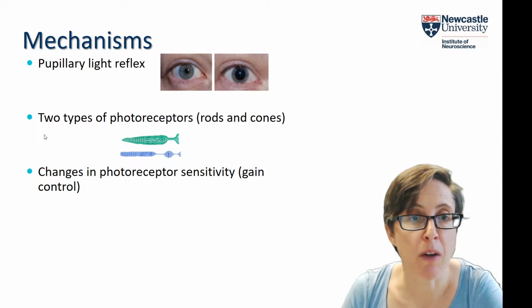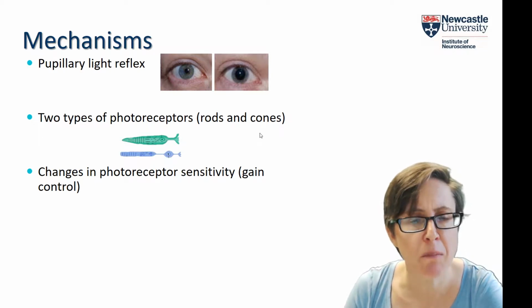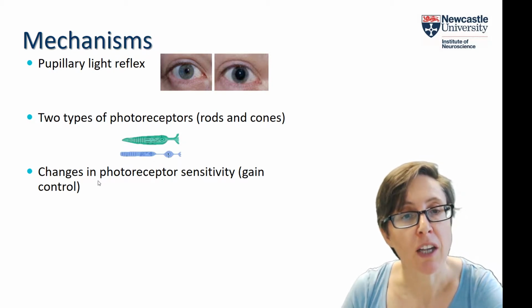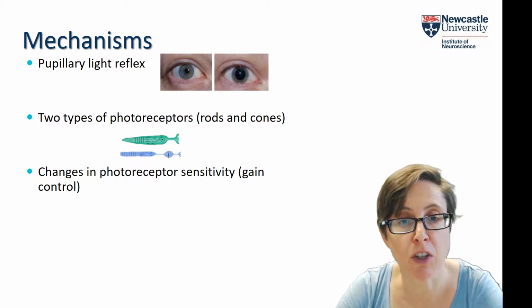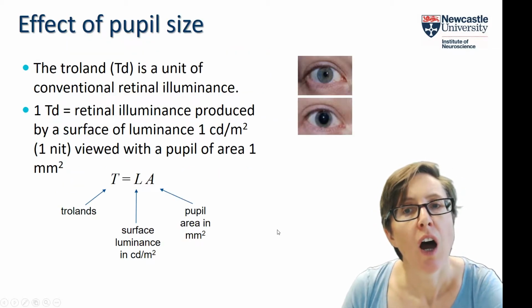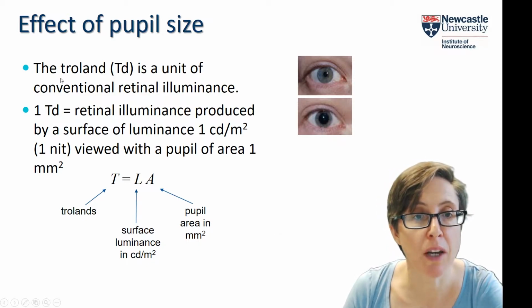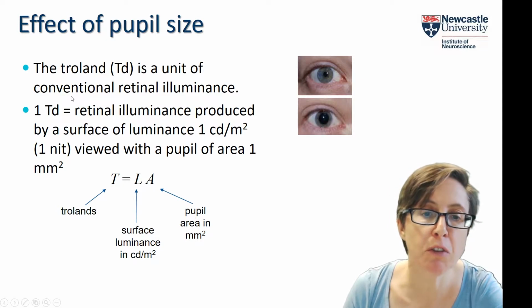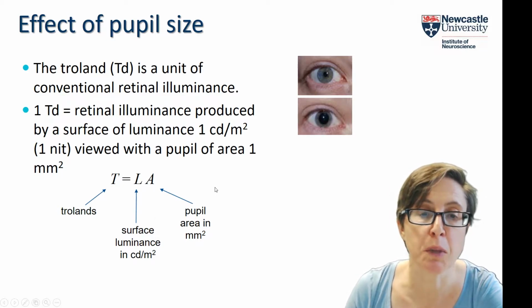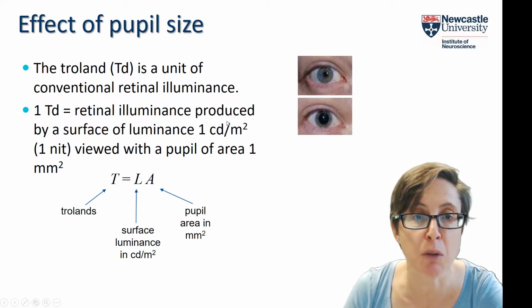As you know, you also have the 2 types of photoreceptors, rods and cones, with which you're very familiar. But actually, most of the dynamic range is achieved by gain control, by changes in the photoreceptor sensitivity. In the next plots, you're going to see luminance measured in trolans. That's simply a measure of luminance which corrects for the effect of pupil size. You don't need to know this formula, but I just wanted to explain to you what a trolan is in case you were wondering where it comes from.